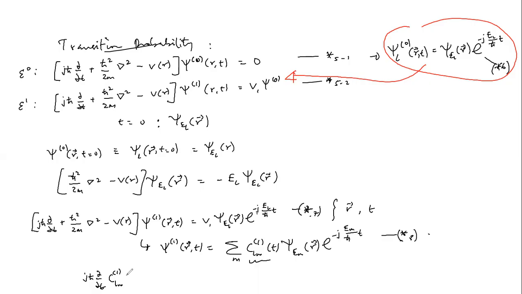j h cross d/dt of C_LM^(1)(t) is the same as the integral of psi_M conjugate(r vector) V_1 psi_L(r vector), times e^(j(E_M - E_L)t/h cross) dr. So this is our equation.